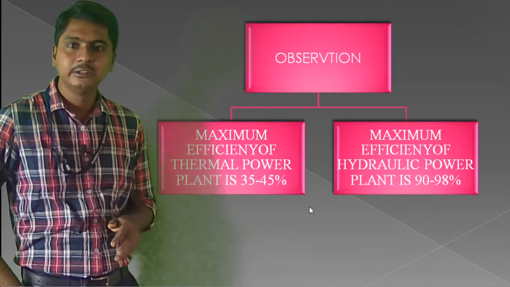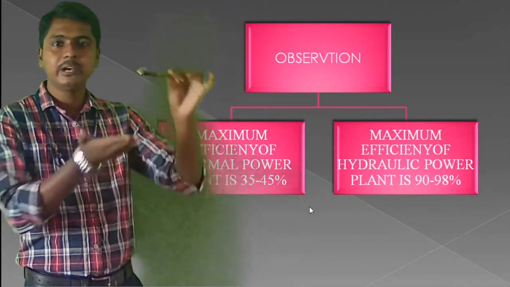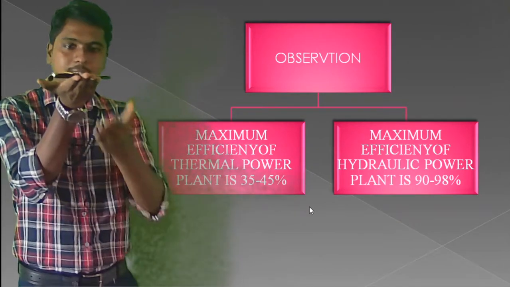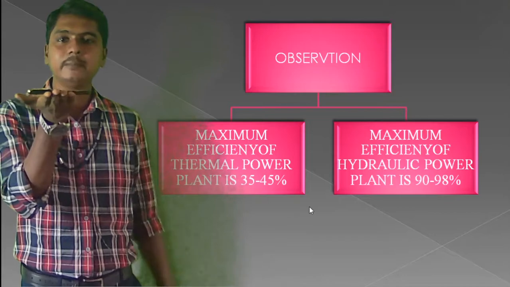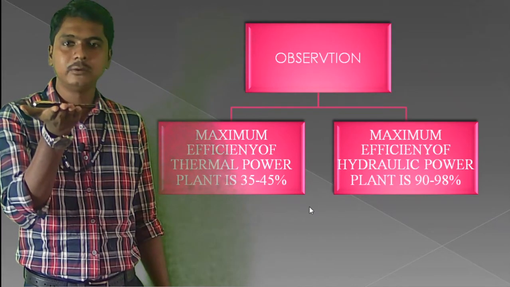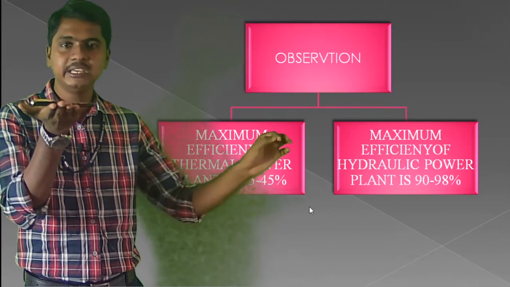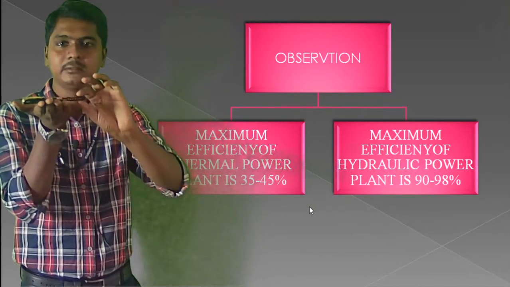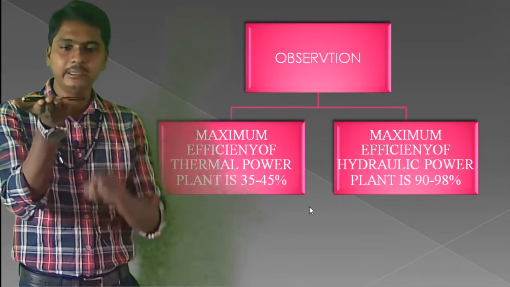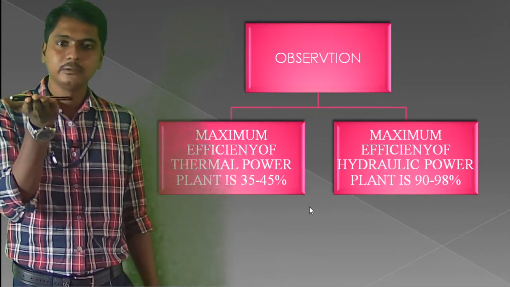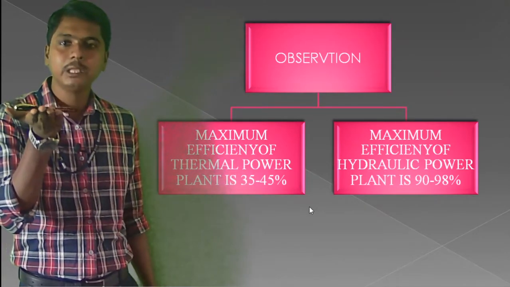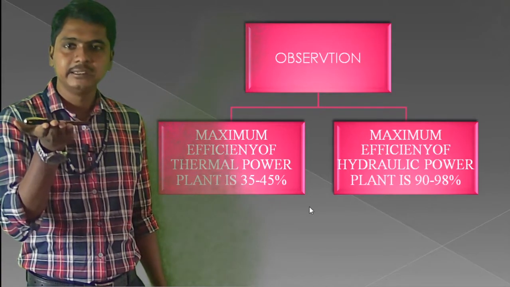What is potential energy? Suppose this is the pen. If I keep the pen like this at a certain height from the floor, then this pen has some potential energy. What is the magnitude? mgh: m is the mass of the pen, g is the acceleration due to gravity, and h is the height between this pen and the floor. So this pen will gain some potential energy.